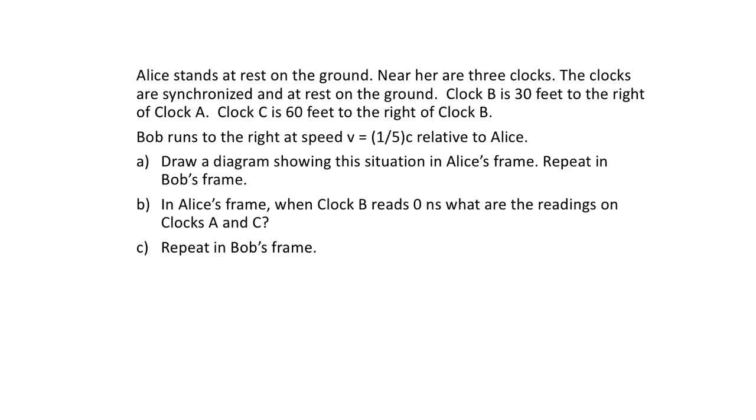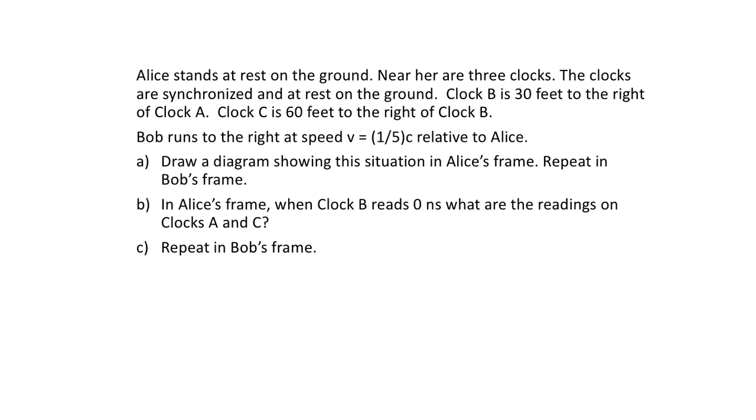Alice stands at rest on the ground, and near her are 3 clocks. The clocks are all synchronized and at rest in the ground frame. So Alice and all the clocks are not moving relative to the ground. Clock B is 30 feet to the right of clock A. Clock C is 60 feet to the right of clock B. So we have clocks A, B, and C on the ground and Alice on the ground.